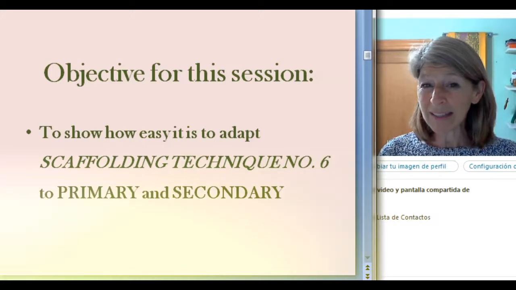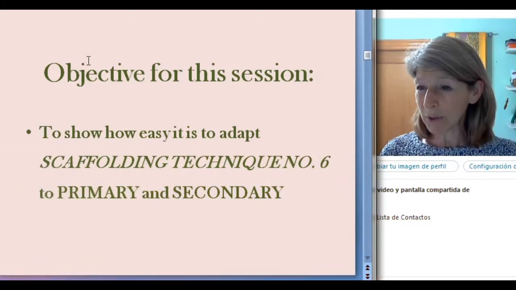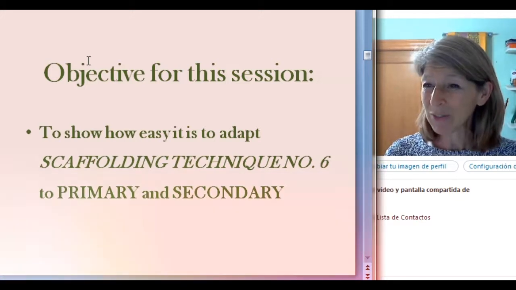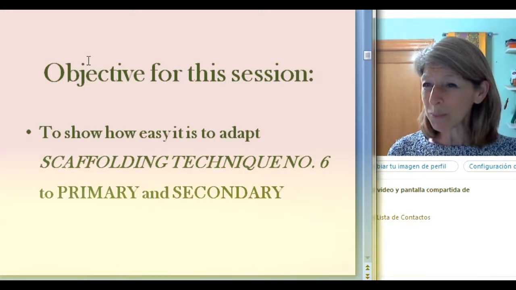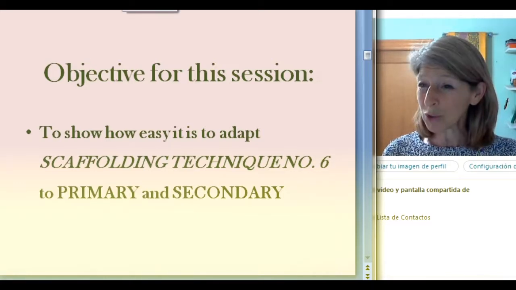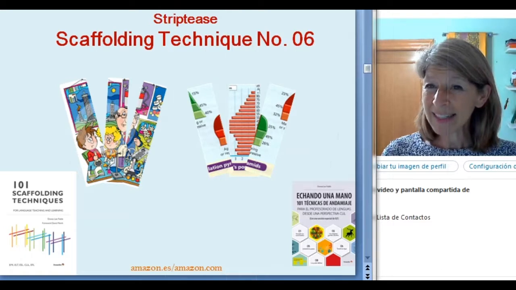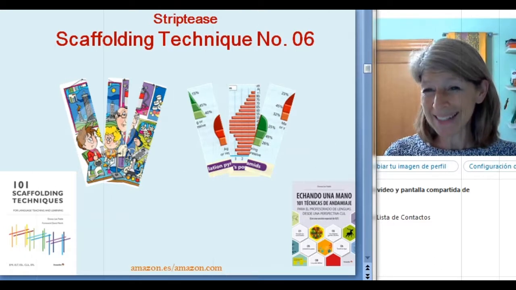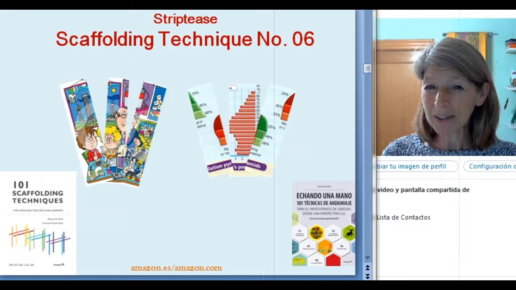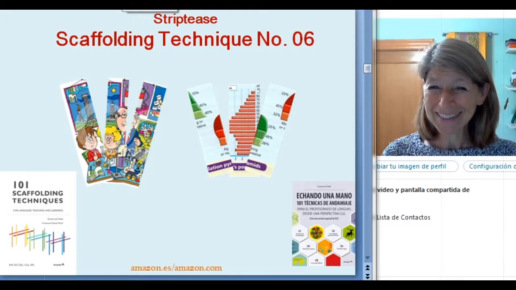Today, our objective is to show how easy it is to adapt Scaffolding Technique 6 to primary and secondary students. And if you've seen other webinars, you know that it's always important to share our objectives with our students. It helps them feel more control of their own learning. So scaffolding technique number 6 is called Striptease, and that's just a play on words because we're talking about strips of paper, and Striptease is, well, look it up and you'll find out.